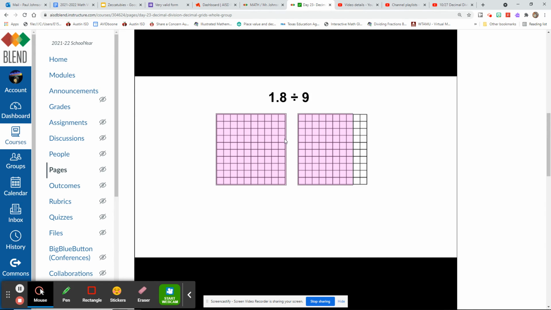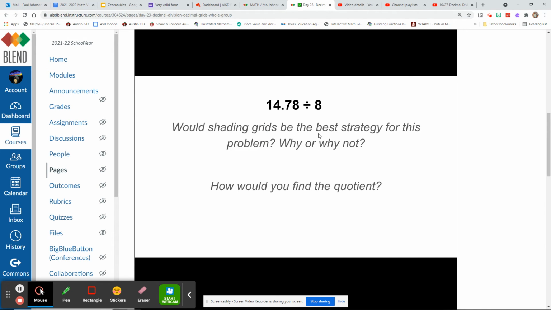Now it says, would shading grids be the best strategy for this problem? Why or why not? So 14 and 78 hundredths divided into 8 groups. Would this be a good idea? Let's start off by saying we would need 15 grids.